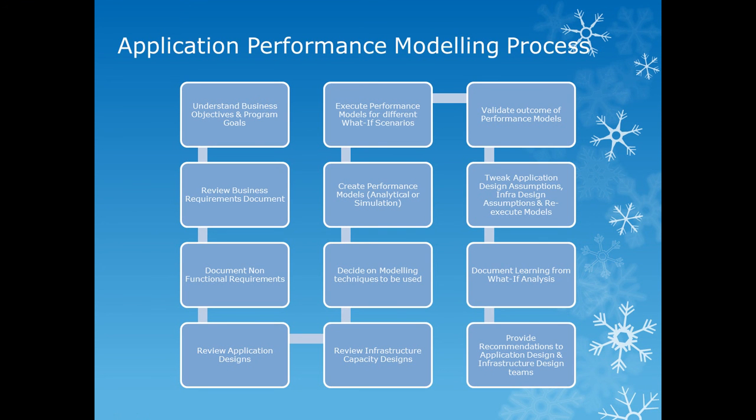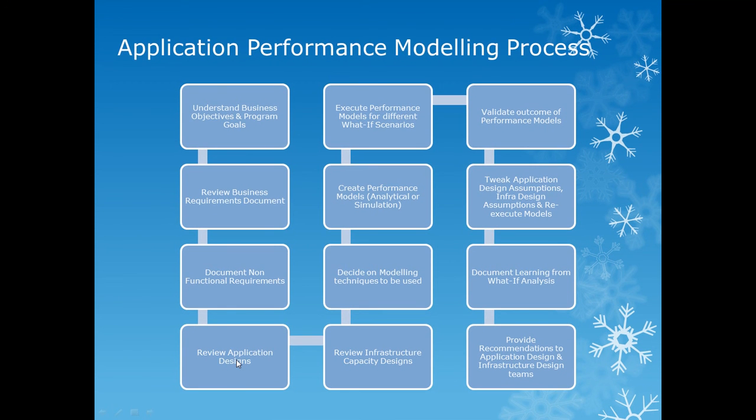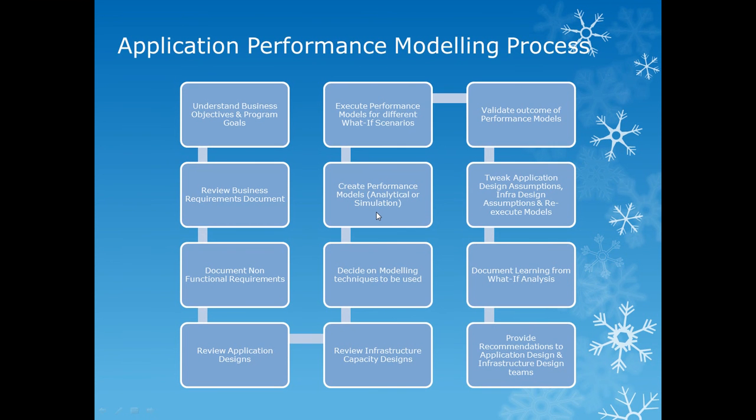The modeling techniques available out there can be classified broadly into statistical modeling techniques, analytical modeling techniques, or simulation modeling techniques. Now, analytical modeling techniques are also called mathematical modeling techniques, but basically there are three different buckets. You've got statistical modeling techniques, analytical modeling techniques, and simulation modeling techniques. And at this stage, given your understanding of the application design and the infrastructure capacity, you should have the ability to decide which modeling techniques are best suited for your engagement or for your project. At this stage, given the data available, you could use a combination of analytical or simulation modeling techniques to validate performance of the application.